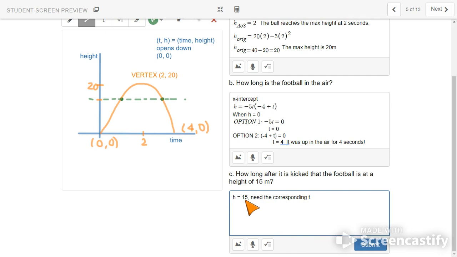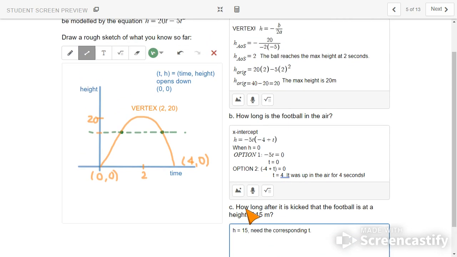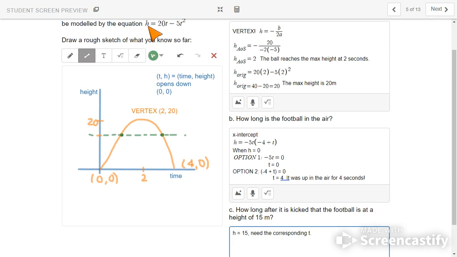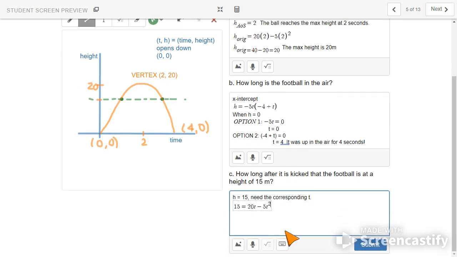Let's put this 15 into the equation. Here's our original equation, and the h will now be 15. 15 is equal to 20t minus 5t squared. Let's rearrange this so that it's in standard form. 5t squared minus 20t plus 15 is equal to 0.